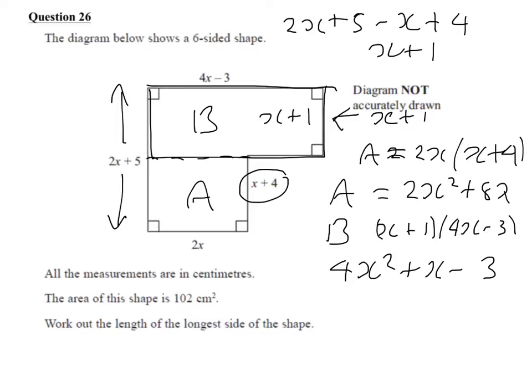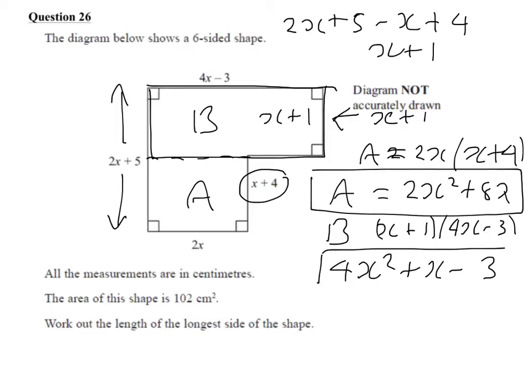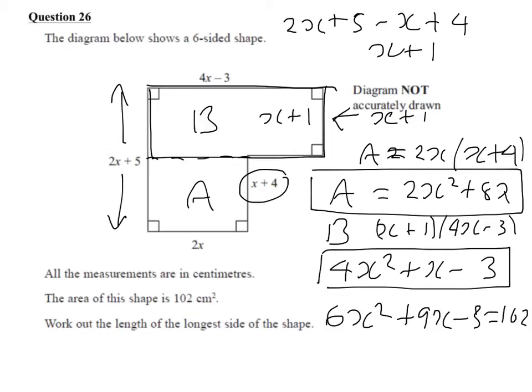So I've now got the simplified versions of A and B. I need to add them together, so I'm going to get 6x squared. I'm going to get 8x plus x is 9x, and I'm going to get minus 3, and that comes to 102. So let's simplify that.